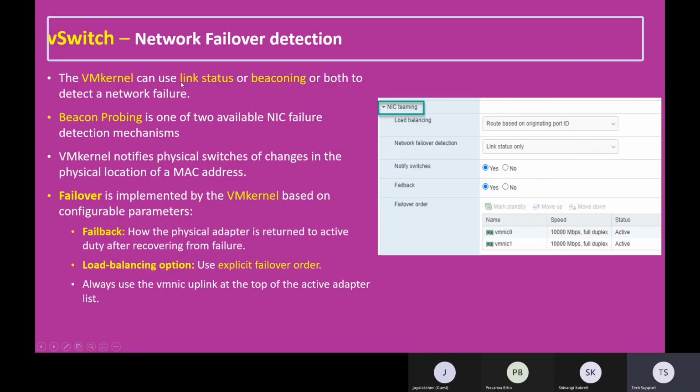The VMkernel can use link status or beaconing or both to detect a network failover. Beacon probing is one of the two available NIC failure detection mechanisms. So if there are two NIC cards and one fails, if you select beacon, it will immediately notify you that one of the NIC cards is down.